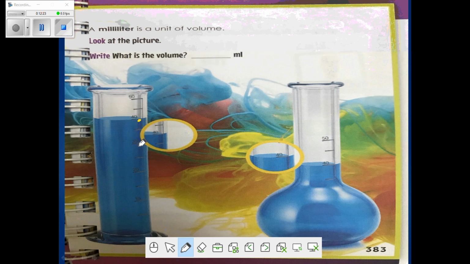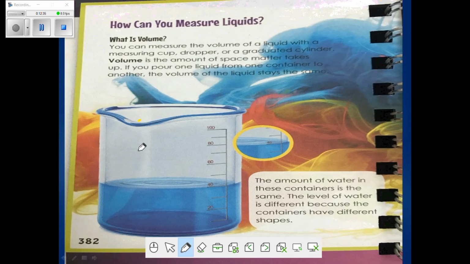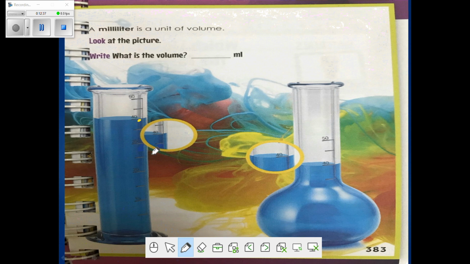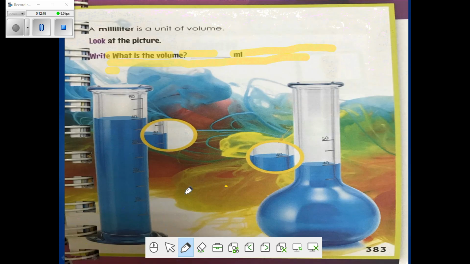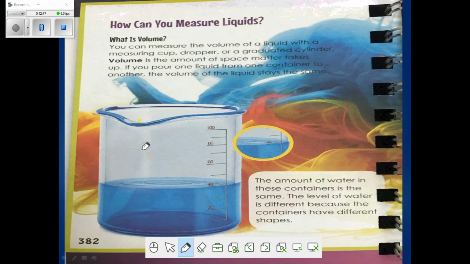So what does it mean? It means that the amount of water is the same in both of them. The amount, the volume, the amount of water is the same here and here.